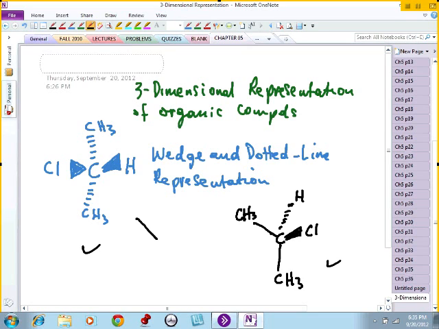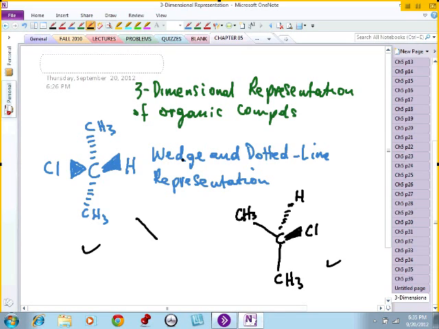So now we have the wedge and dotted line representation. By doing this to the molecule, what are we trying to do? Well, I'm trying to show you how you represent molecules in three dimensions. That's why we say three-dimensional representation of organic molecules. Since we are going to be dealing with stereochemistry, we need to know how to represent these molecules in three dimensions.